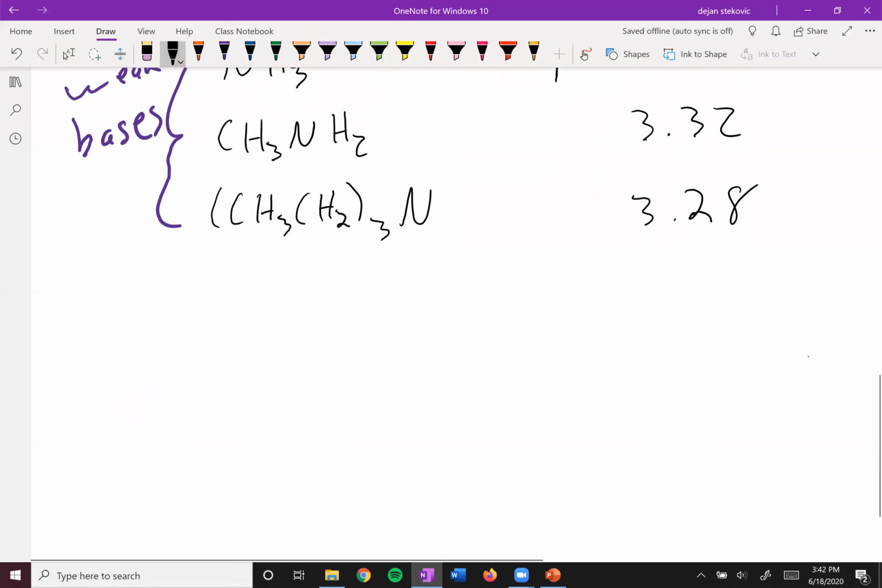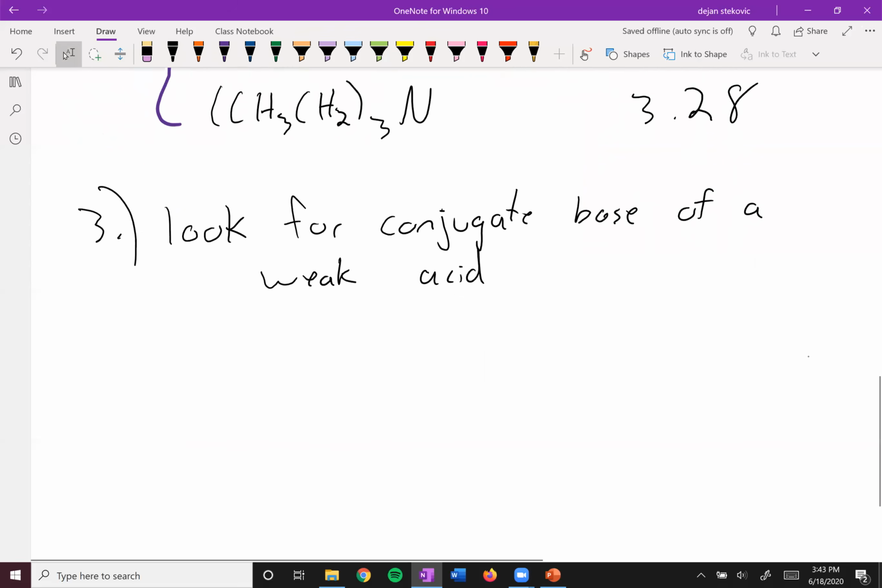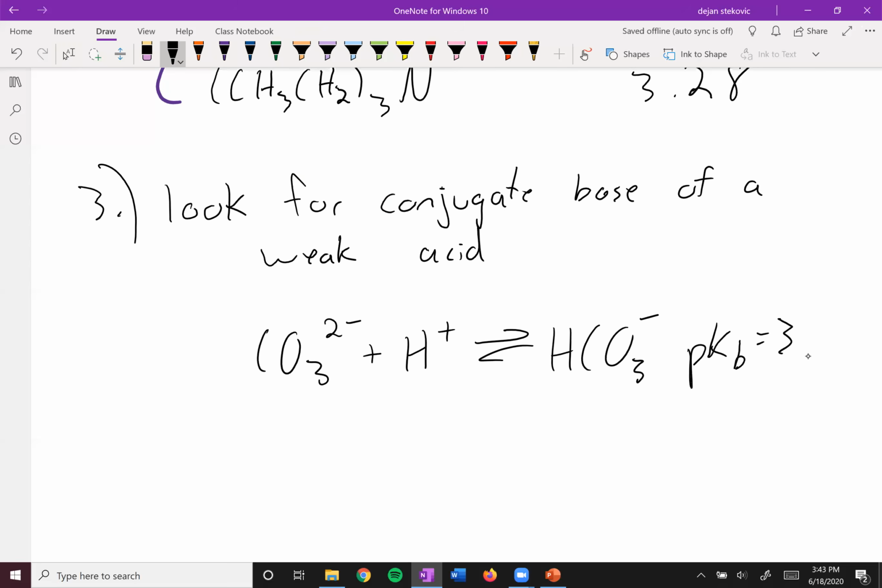And then finally, the third thing you should look out for is that a compound is going to be basic if it's a conjugate base of a weak acid. So look for a conjugate base of a weak acid. For example, carbonate is the conjugate base of bicarbonate, and so this can pick up an H plus and thus act as a base. This pKb here is 3.7.